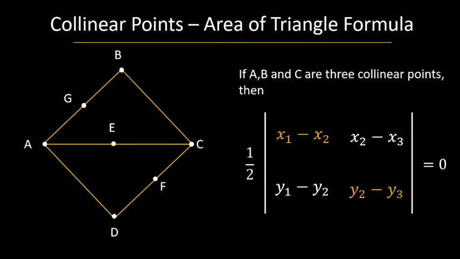In today's video, we want to learn how to find collinear points by using the area of a triangle formula. Now in our previous 2 tutorials, we did look at how to find collinear points using the slope or the gradient formula and the distance or the length formula. Now in today's video, we want to look at how to find if 3 points are collinear but using the area of a triangle formula.